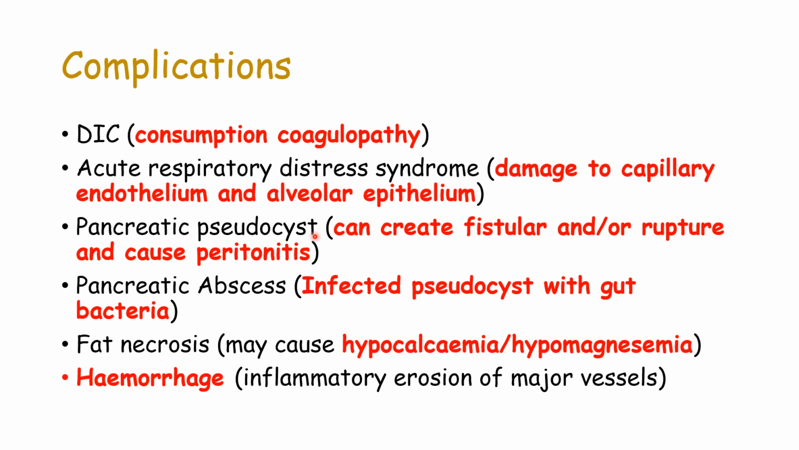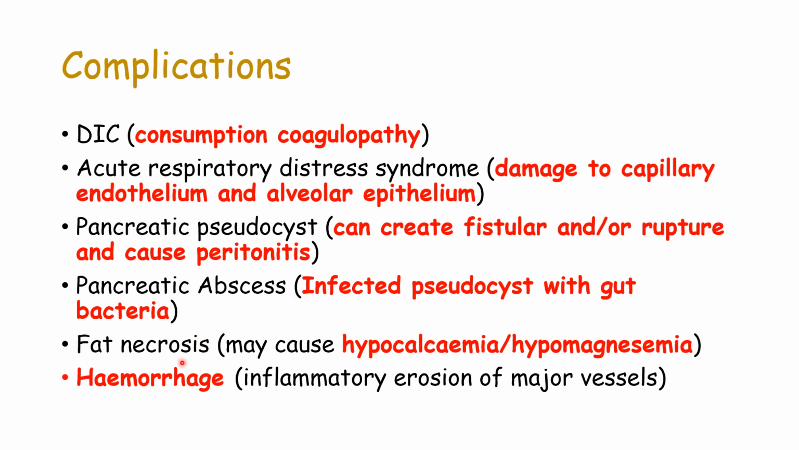These pseudocysts can also become infected. The complications don't stop, but they can become infected and lead to a pancreatic abscess. These are usually from gut bacteria, so the gram-negatives such as E. coli, Klebsiella, among others. And that usually highlights some of the reason why we give antibiotics as prophylaxis for someone that has acute pancreatitis.